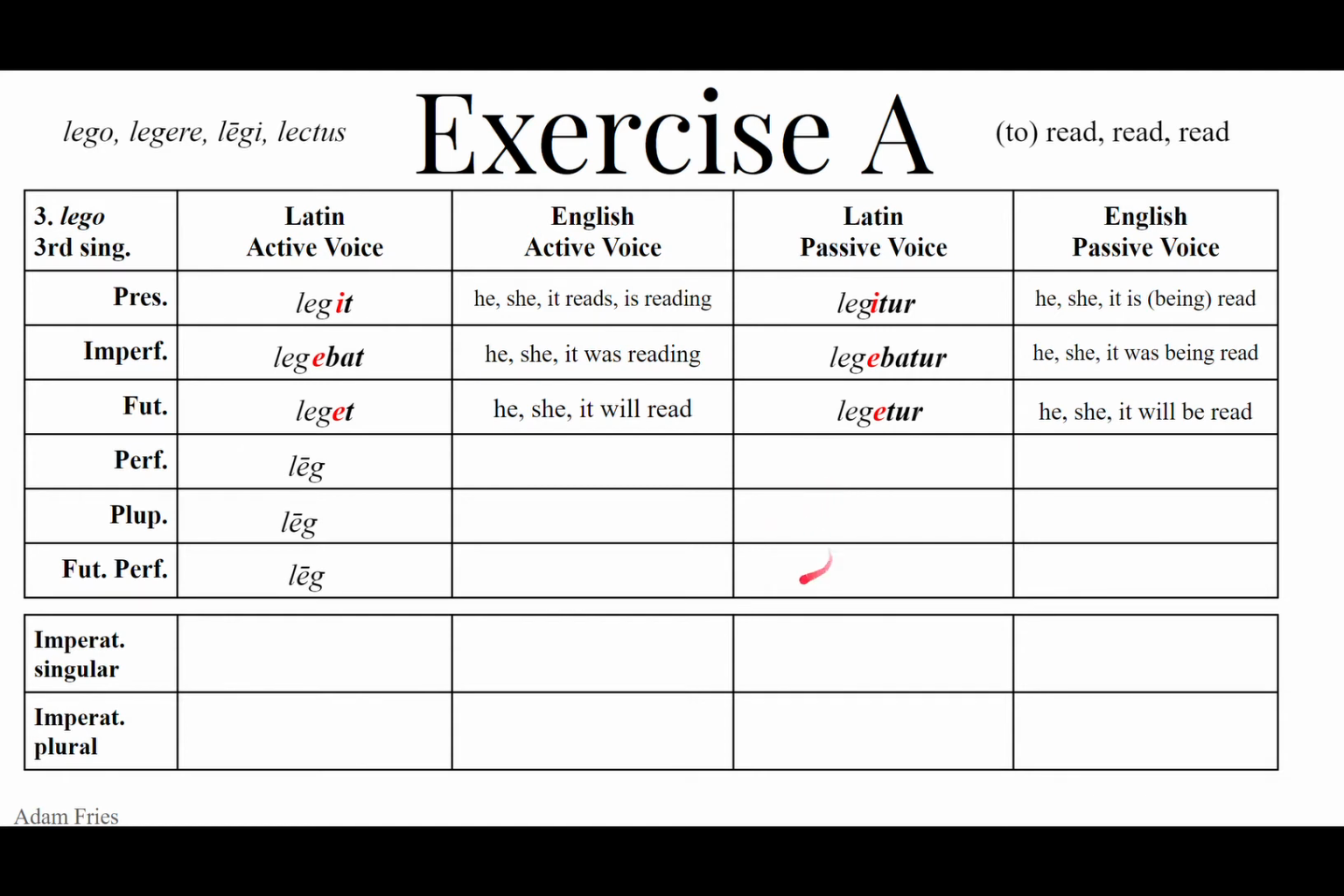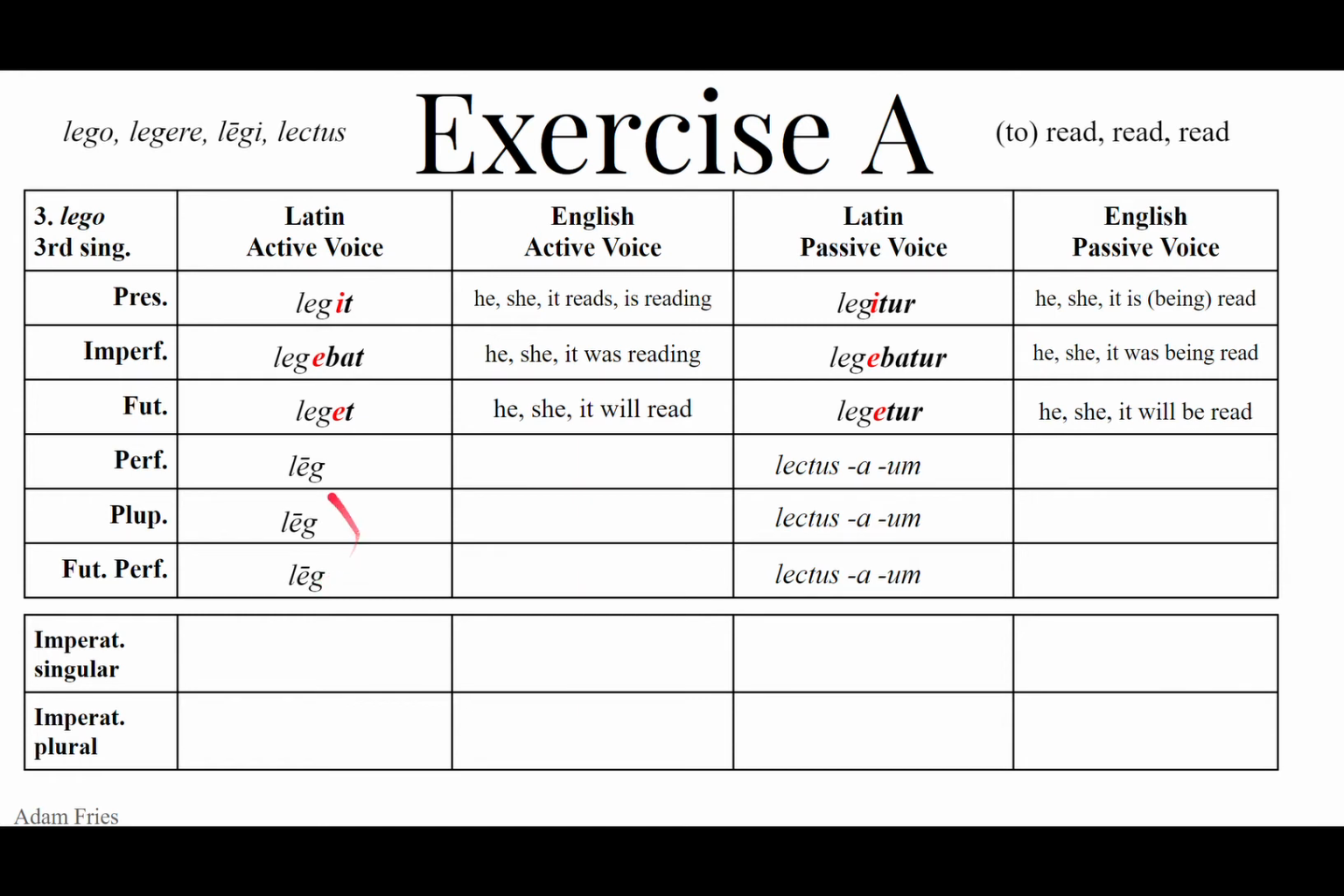Now, the perfect, pluperfect, and future perfect passive will use the fourth principal part, just like a first and second conjugation. Treat it like an adjective with the first and second declension. So, lectus, -a, -um, and we'll go right here. And each one of these will need a helping verb. The perfect passive will use the present tense of sum as the helping verb. The pluperfect passive will use the imperfect of sum as the helping verb. And the future perfect passive will use the future of sum as the helping verb, just like a first and second conjugation. So lectus, -a, -um, all the way down here.